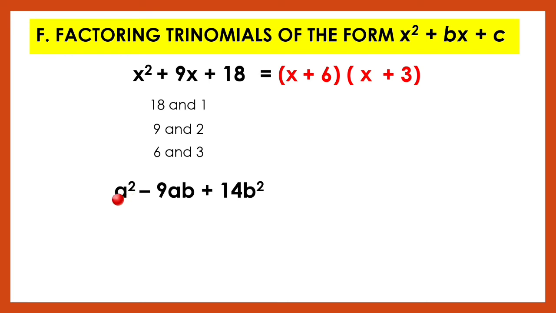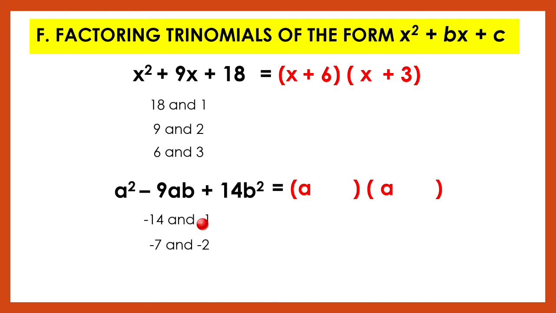Let's have another example. A square minus 9ab plus 14b squares. So, yung factors niya yung una, kunin natin yung square root ng a square. So, that is a times a. And then, kunin natin, ilista natin yung factors ng 14. So, since positive to and negative to, ibig sabihin parehas na negative yung factors natin. So, we have negative 14 and negative 1. Negative 7 and negative 2.